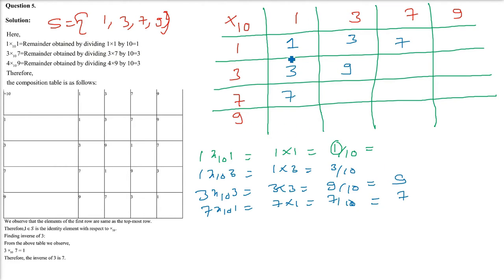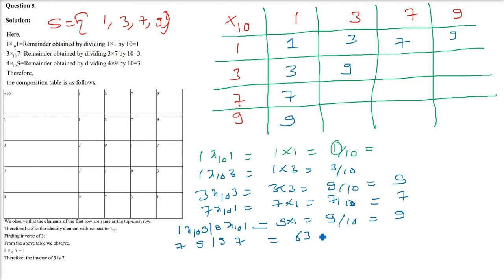Now 9 and 1. 9 into 1 and 1 into 9 will both be the same. It will be 9 into 1, that is 9 by 10. As I said, 9 is less than 10. Wherever 1 and 9 intersect in the row and column, just put the value as 9. Now 7 and 9. 9 and 7, 7 and 9 will be the same value. 7 9s are 63. So you have to divide it by 10. You know 10 6s are 60. So 3 will be the remainder.